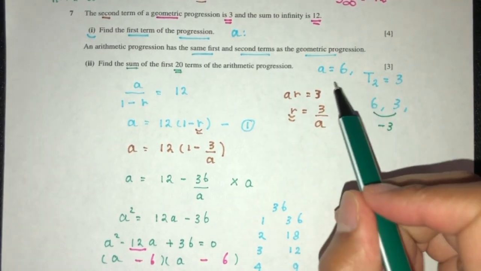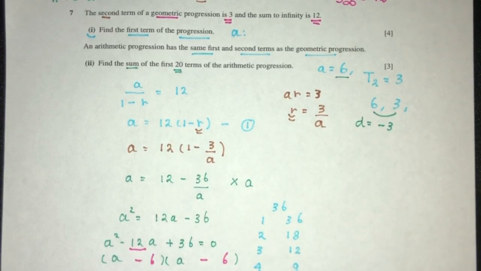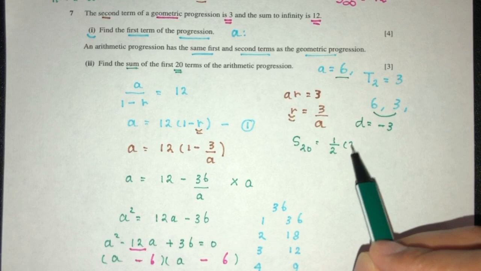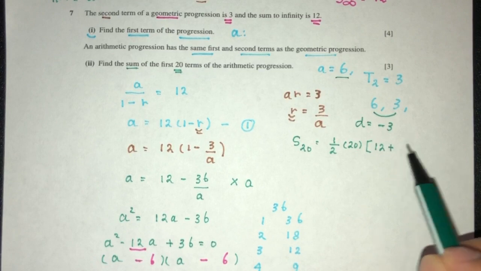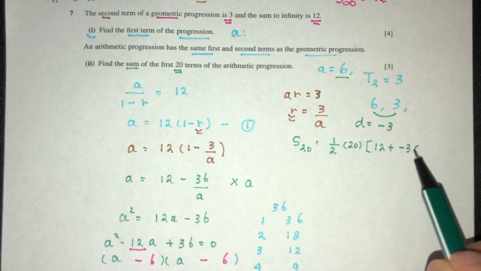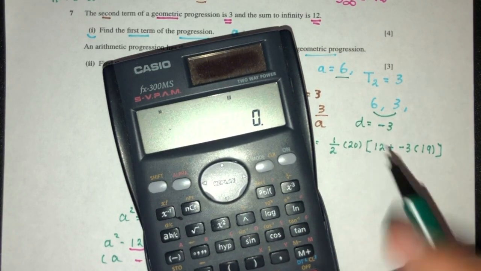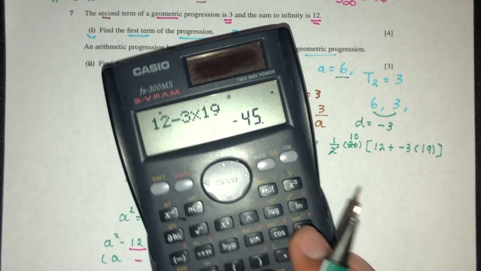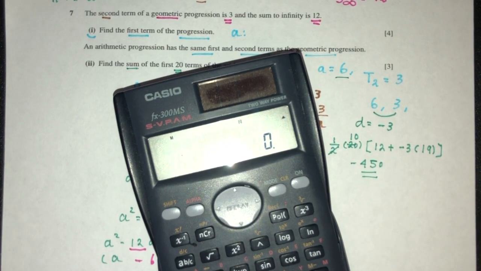So now since we know the first term is 6 and the common difference is minus 3, we can find the sum of the first 20 terms pretty easily just by using the given formulas, right? So the sum of the first 20 terms has to be half times n, which is 20, times (2a, which is 2 times 6, so 12, plus d, which is minus 3, times n minus 1, which is 19). Now we just have to solve. So this will be 10 over here, we have 12 minus 3 times 19, which is minus 45, times 10, that should be minus 450 as your answer for the sum of the first 20 terms.